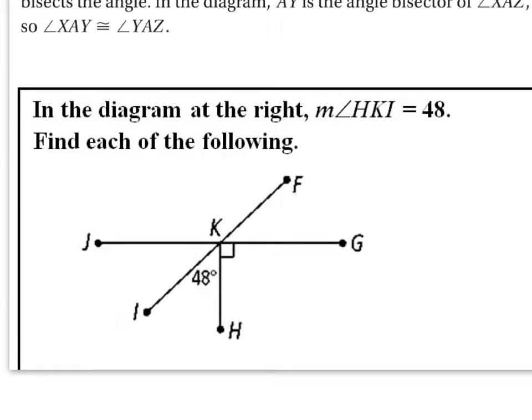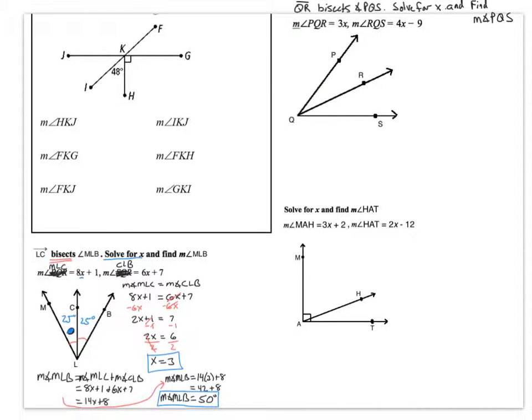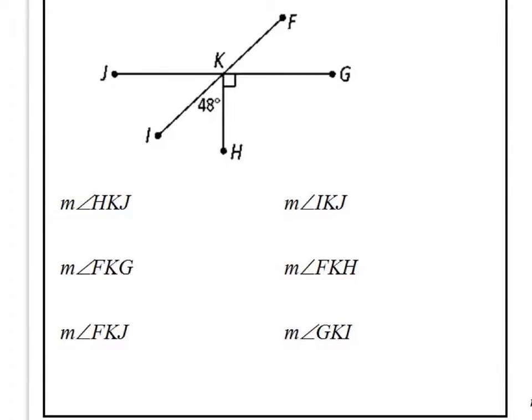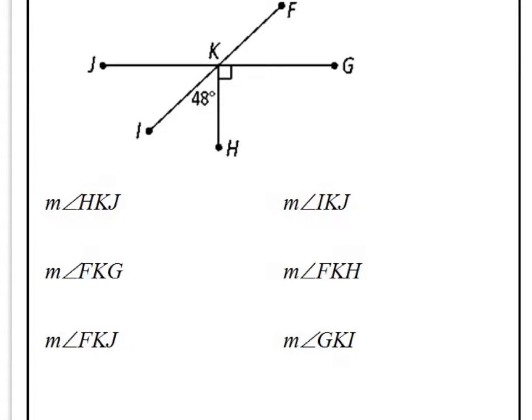So our instructions here say, in the diagram at the right, the measure of angle HKI equals 48 degrees. Find each of the following. So let's take a look at the whole problem. Okay, so here's the rest of the problem. We know that the measure of angle HKI is 48 degrees, and it's also marked that angle HKG is 90 degrees. Okay, so we know that's 90. The measure of angle HKJ is what we're looking for.